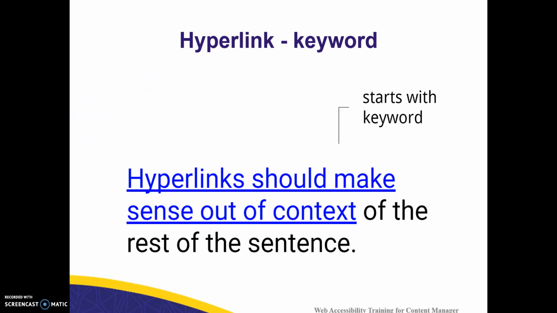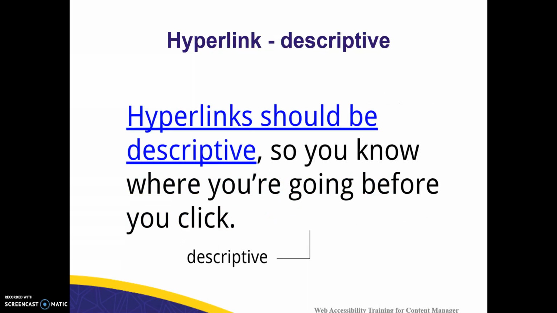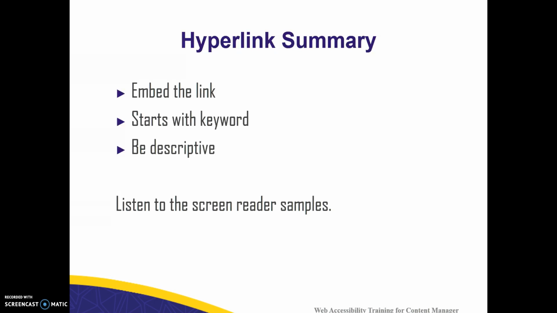Here's a reinforcement of the ideas. Hyperlinks should make sense out of context and start with the keyword. Hyperlinks should be descriptive so you know where you're going before you click. Never make the user have to click on a link just to find out where the link goes. Hyperlinks are one of the most basic and essential elements of the online experience. So remember these 3 key elements: embed the link, start with the keyword, and be descriptive.